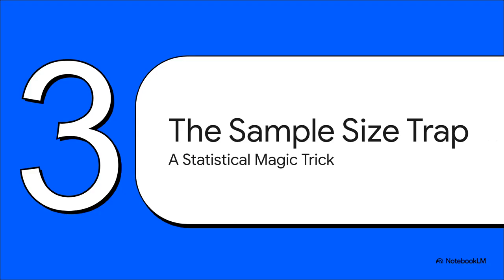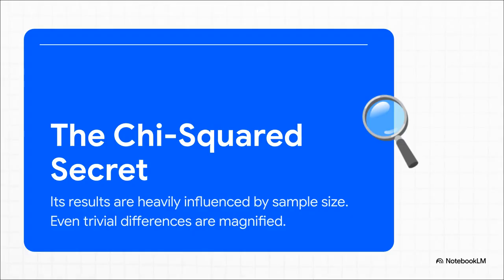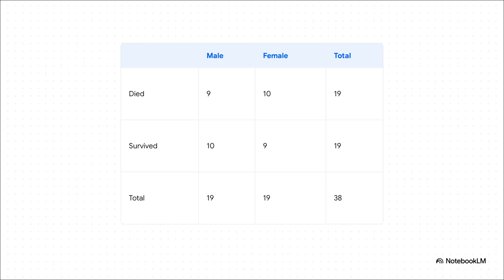This isn't a glitch in the matrix. This is a core feature of the test itself. It's something we're going to call the sample size trap. So let's pull back the curtain and see how this statistical magic trick is done. Okay, here it is. The chi-squared test's dirty little secret is that it's incredibly sensitive to the number of people in the study. The way the math works, as your data set gets bigger and bigger, even the tiniest, most meaningless differences get amplified. A tiny whisper of a difference in a small data set becomes a deafening roar in a large one. Let's go back to our small table for a second.